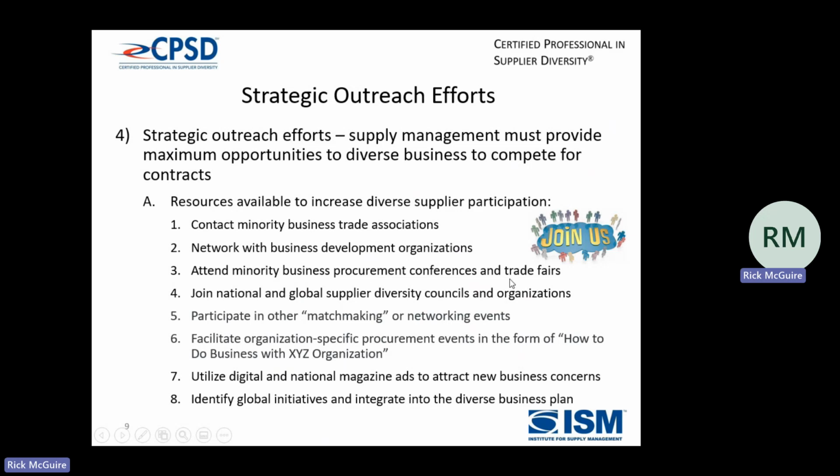Attend minority business procurement conferences and trade fairs, join national and global diversity councils, participate in other matchmaking and networking events, facilitate specific procurement events on how to do business with your organization, utilize digital and national magazine ads, and identify global initiatives and integrate them into the business plan.